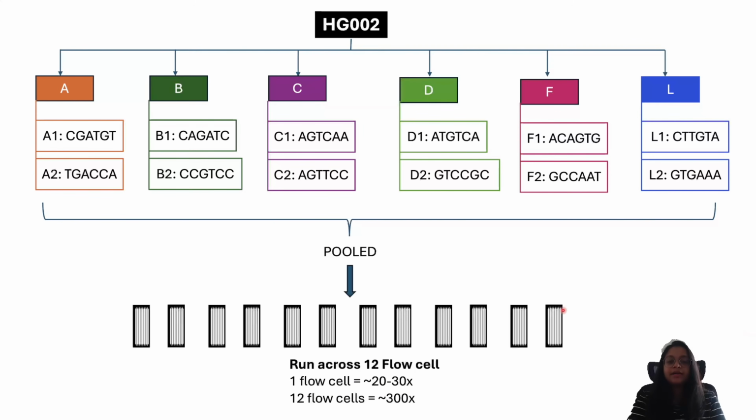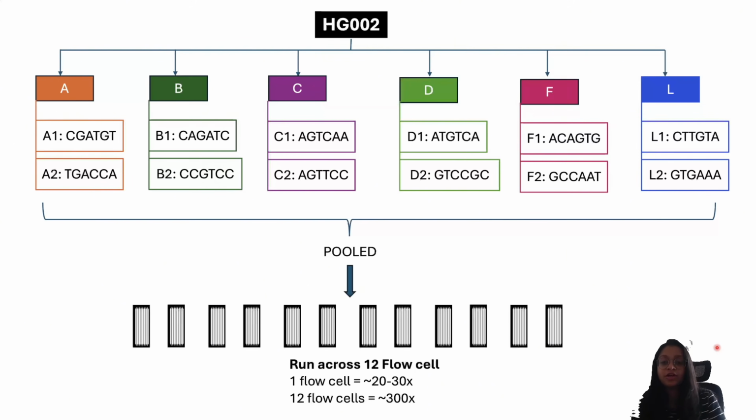So the idea behind doing this is to achieve high coverage. If you remember from the library preparation document, they did mention that we should expect around 20 to 30x coverage from one flow cell. So if you multiply that by 12, on average, you achieve a very high sequencing coverage of around 300x. So this was the approach used.